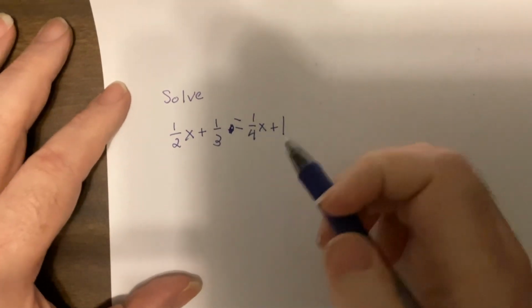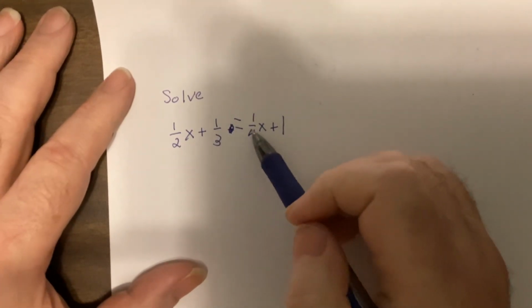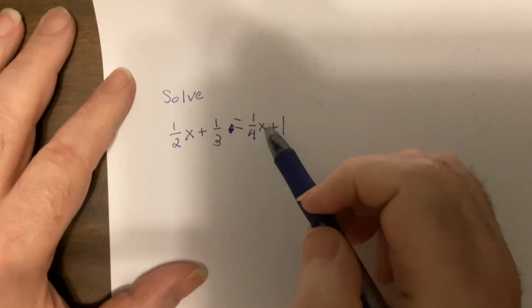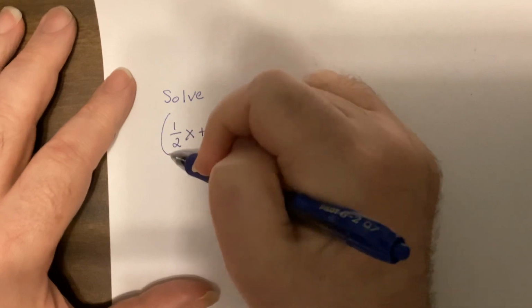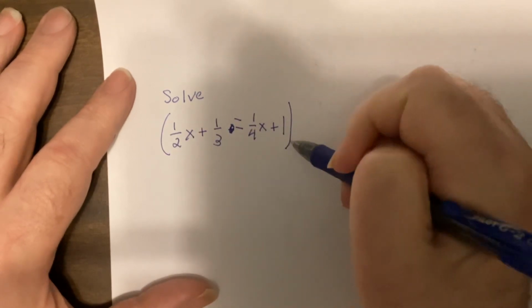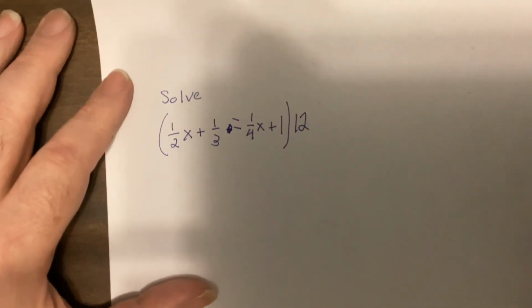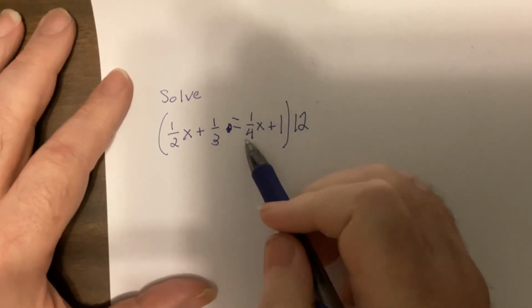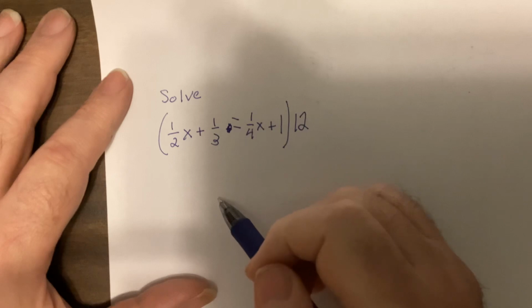Now we have an equation. You could just work with the fractions. Subtract 1/4 x, subtract 1/3. Or you could say, ooh, fractions make me nervous, so I'm going to multiply everything by the LCD. What number does 2, 3, and 4 all divide into nicely?